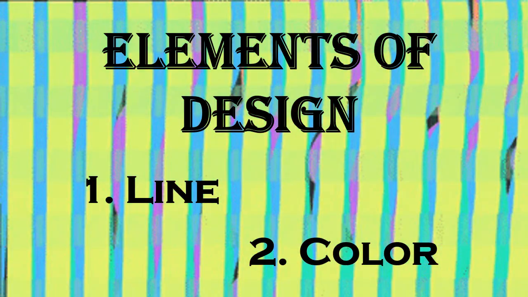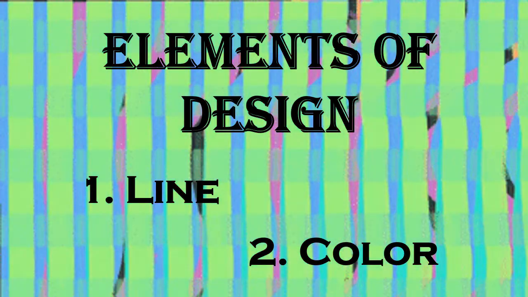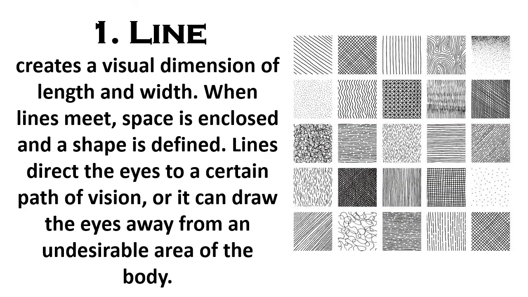Elements of design. Number 1, line. Number 2, color. Number 1, line creates a visual dimension of length and width. When lines meet, space is enclosed and a shape is defined. Lines direct the eye to a certain part of a vision, or it can draw the eyes away from an undesirable part of the body.